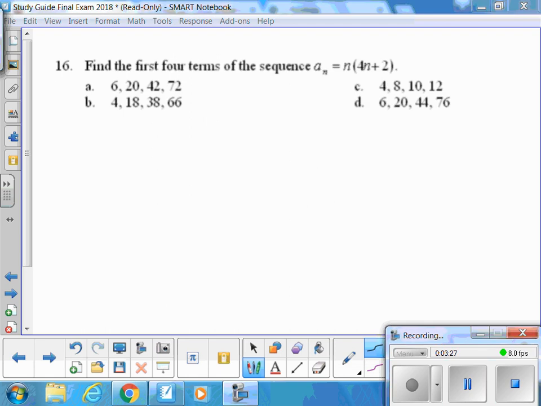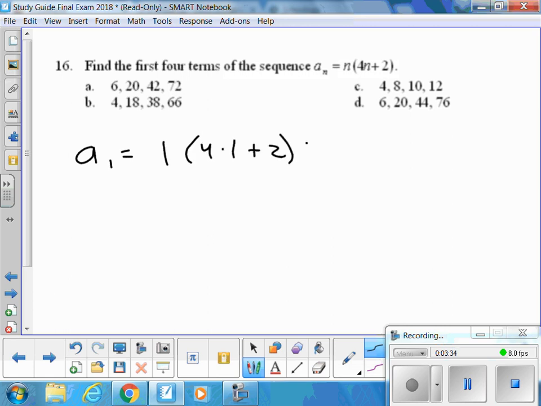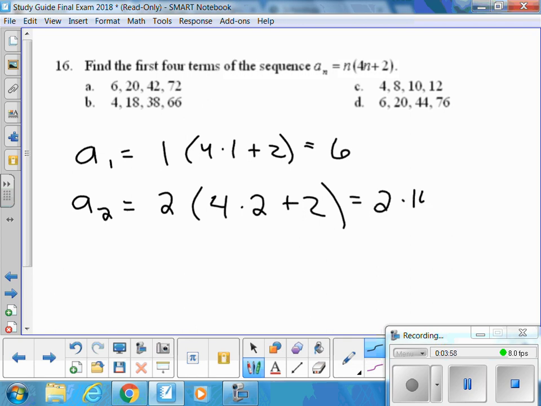Find the first 4 terms of the sequence is a piece of cake. You'll find term 1 by putting a 1 in for n. It looks like term 1 will be 1 times 6, which is 6. You'll find term 2 by putting a 2 in for n. By the time we find term 2, we'll be able to select the answer. This ends up being 2 times 10, that's 20. There's only one choice that goes from 6 to 20.